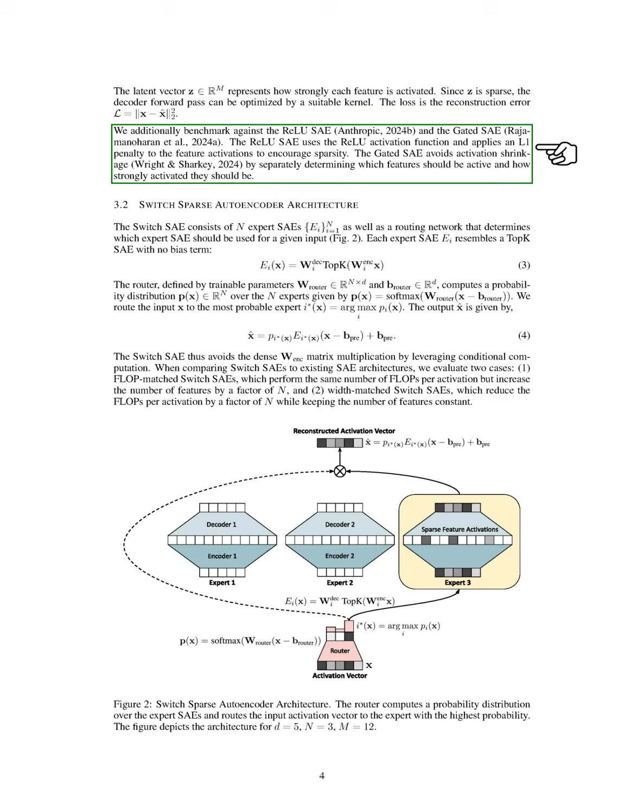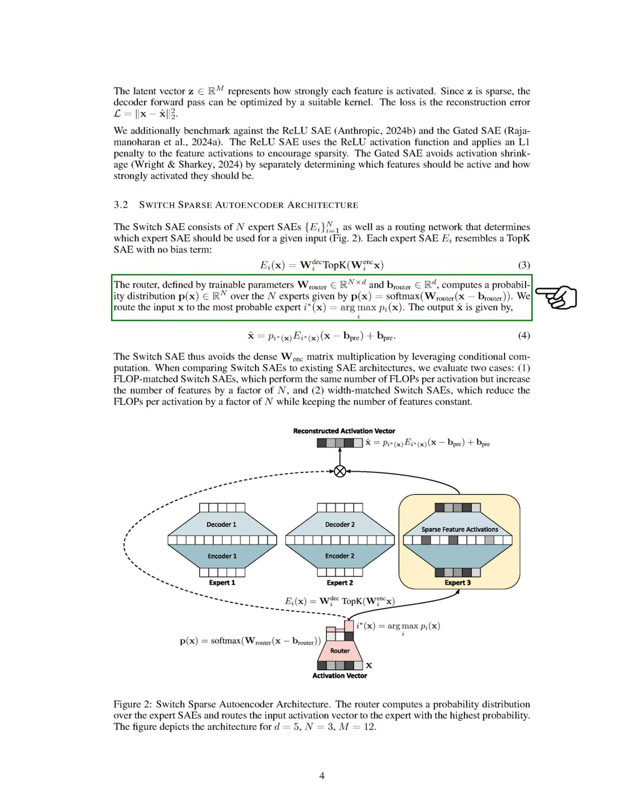Next, we introduce the switch sparse autoencoder, switch SAE, which consists of multiple expert SAEs and a routing network that selects the appropriate expert for each input. Each expert resembles a top-K SAE without a bias term. The router computes a probability distribution over the experts based on the input, allowing us to route the input to the most likely expert. This design helps us avoid heavy computations by using conditional processing.